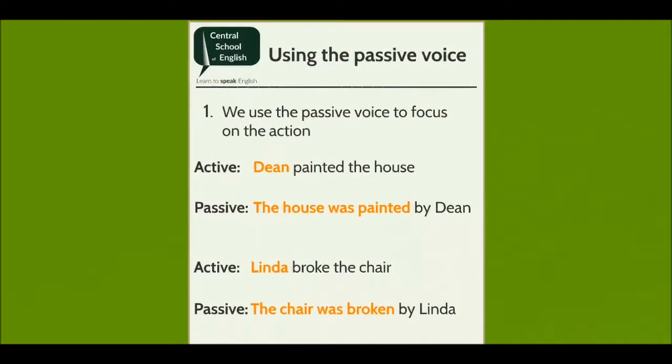When we use the passive voice, we focus on the action rather than who did the action. Let's compare active and passive sentences. "Dean painted the house." This sentence is in the active voice. The subject, Dean, performed the action. He painted the house. The main focus of this sentence is Dean. If we rewrite this sentence using the passive voice, we can say, "The house was painted by Dean."